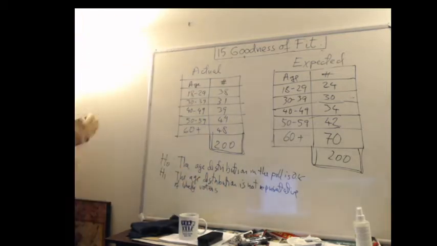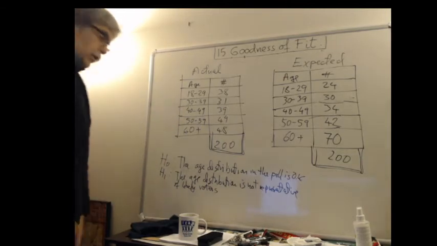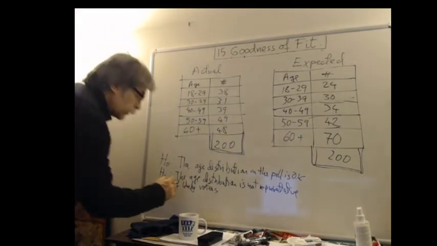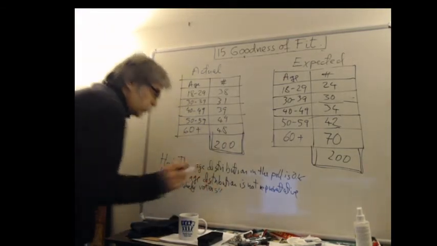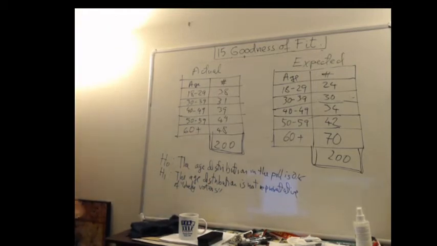I should write here, the age distribution is representative of likely voters, so my poll is okay. The age distribution is not representative of the likely voters. Likely voters are the people that actually do vote, or they're expected to vote, right?